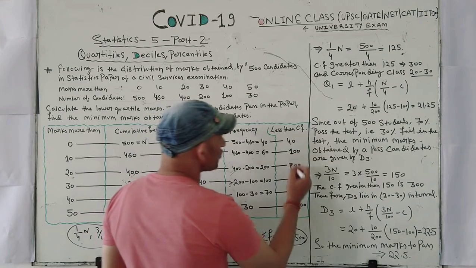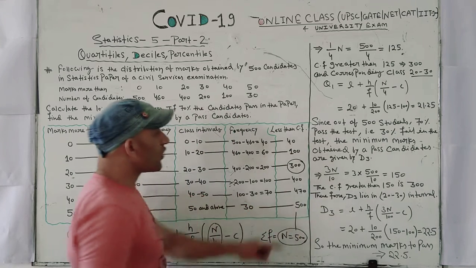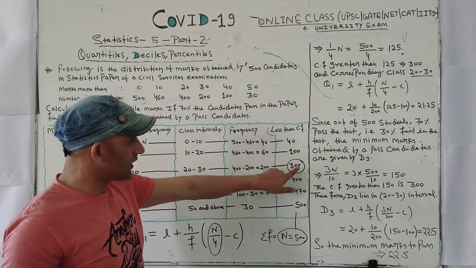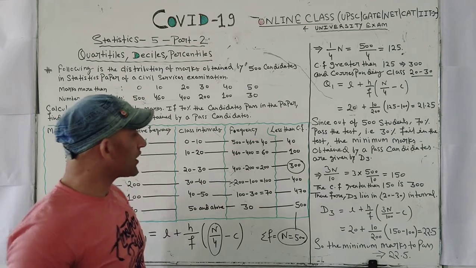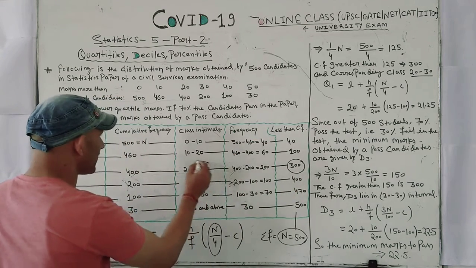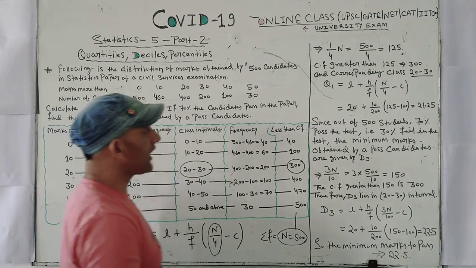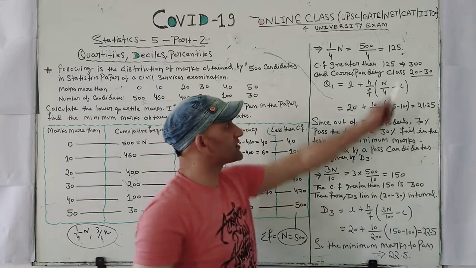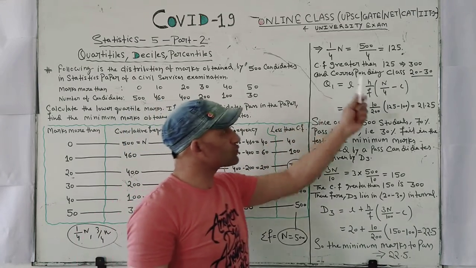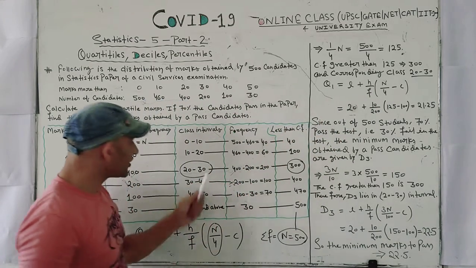So which data is holding 125? You can see 125 inside this 300. So 300 is holding 125. It means that your interval will be this 20 to 30. I have written cumulative frequency just greater than 125 is 300. So your corresponding class is 20 to 30.